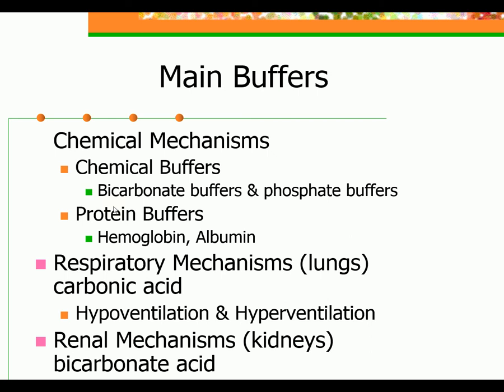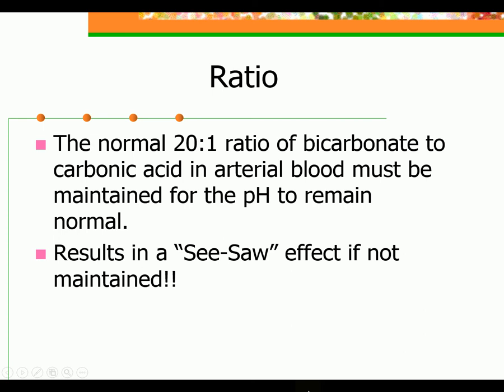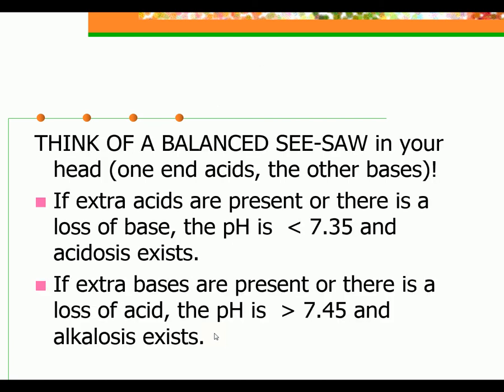This is called the carbonic and bicarbonate buffer system. The carbonic, in case it's not drilled in your head already, is your lungs kicking in. The bicarbonate part is the kidneys kicking in. All right, again, we said earlier, the normal ratio is 20:1, right? 1 part carbonic acid to 20 parts bicarbonate. And it results in a seesaw effect if it's not maintained. Or think of the balance with the scales. The scales will start tilting one way or the other.